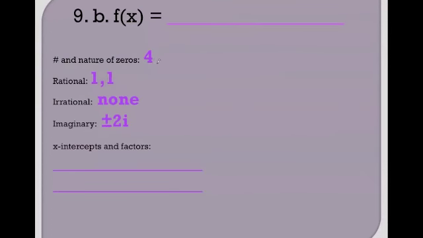We know that we have 4 roots. Okay, so that means we're going to have an x to the 4th when we finish. So if we have rational roots of 1, 1, what that means is when I'm looking at my factors, x minus 1 has a multiplicity of 2 because it occurs 2 times. There are no irrationals, and the imaginaries are x plus 2i and x minus 2i.